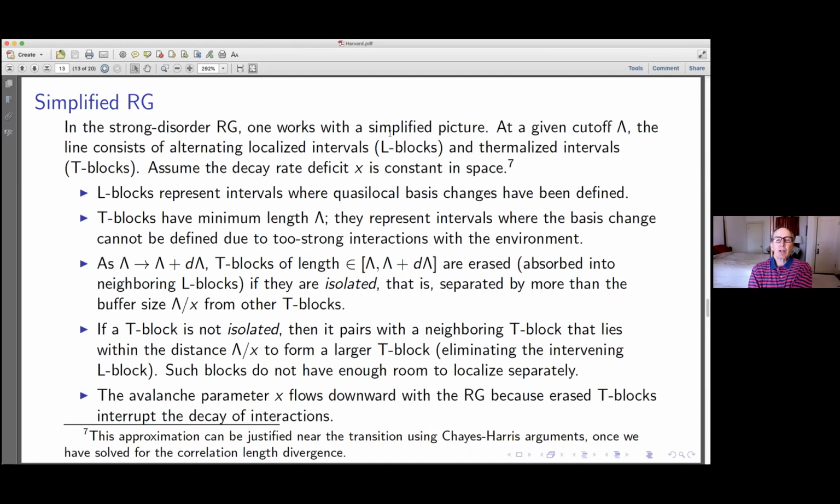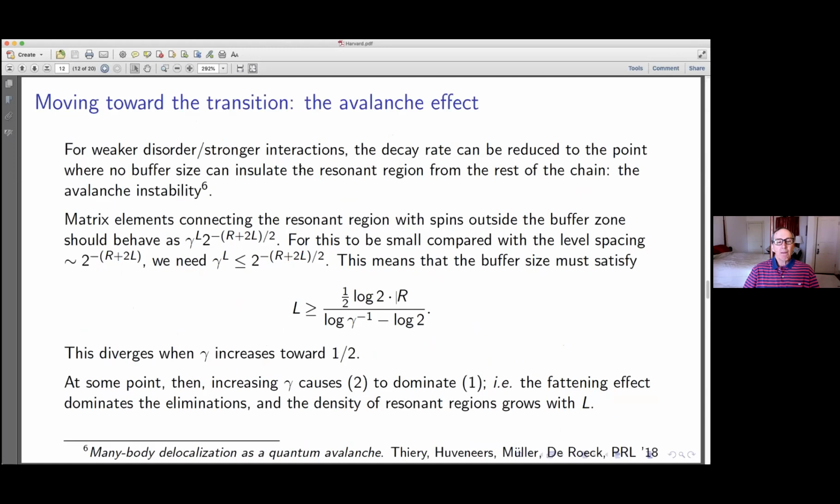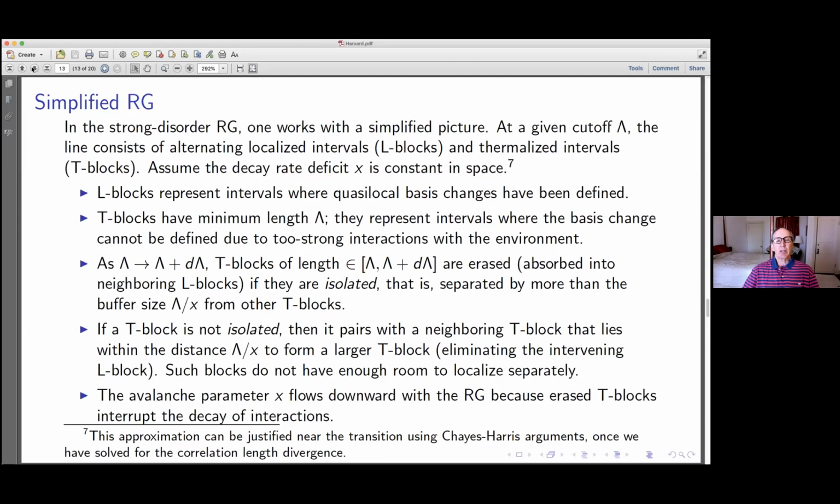So anyway, we have an RG, so we have a cutoff lambda. The line consists of alternating localized intervals called L blocks and thermalized intervals called T blocks. We're going to assume the decay rate deficit X is constant in space. Here I didn't really define X earlier, but basically it is this denominator here, which I said is going to go to 0 when gamma goes to 1/2. So when X goes to 0, the decay rate is going to 1/2, and the buffer size is going to infinity. So X is going to be one of the two key RG parameters of the problem. The other one was related to the density.